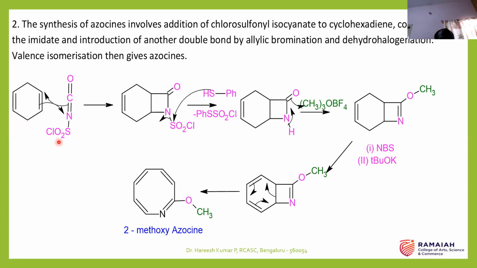When it is treated with chlorosulfonyl isocyanate, it undergoes a 2+2 cycloaddition, and this is obtained as the addition product. When it is treated with thiophenol, a lactam is obtained. The lactam is treated with tertiary butyl oxy tetrafluoroborate, giving an ether. The ether is an intermediate. This intermediate on treatment with NBS and tertiary butoxide forms an additional bond. This undergoes ring expansion, giving rise to 2-methoxyazocin.